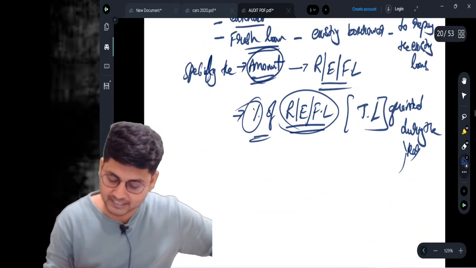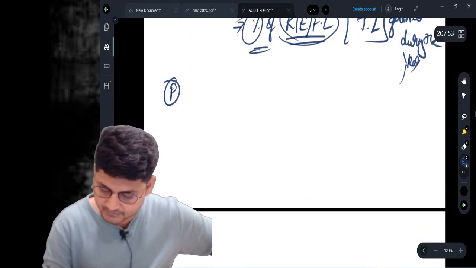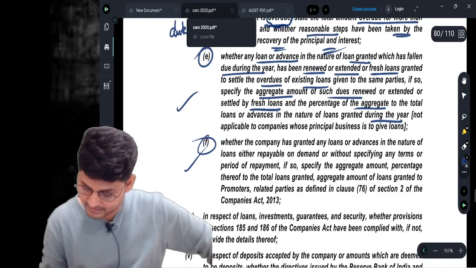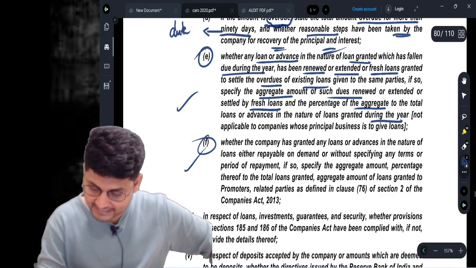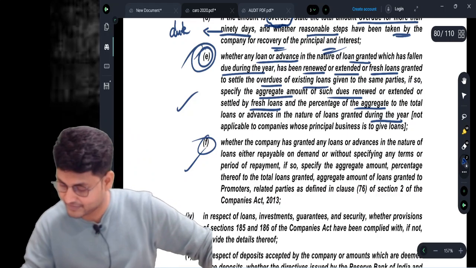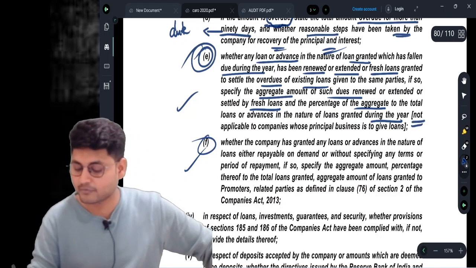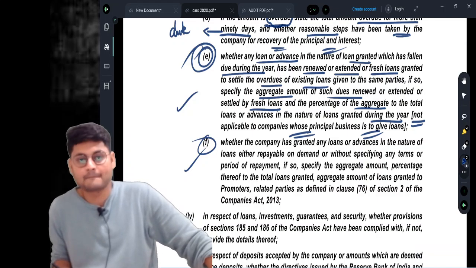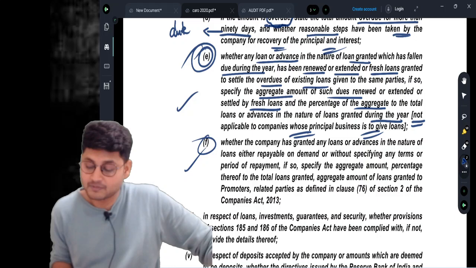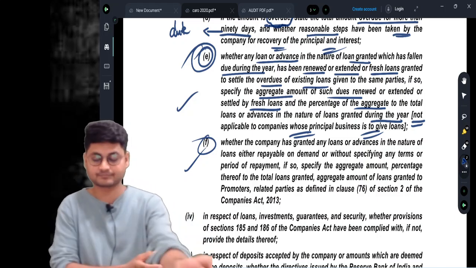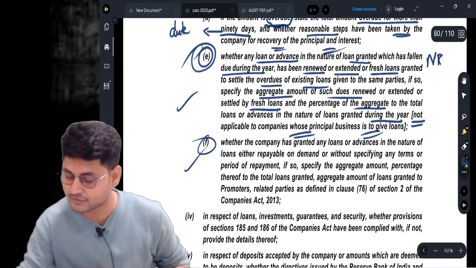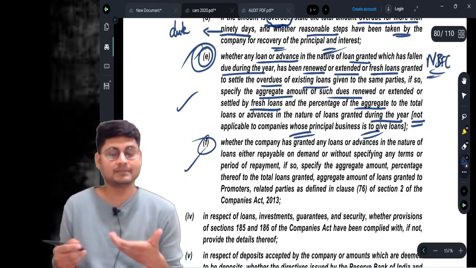Subclause number E. What is subclause number F? Here, in this clause number E, at last they have written one thing. This is not applicable for the companies whose principal business is to give loans. This clause is also not applicable for those companies whose principal business is to give loans, and particularly for an NBFC it is not applicable.